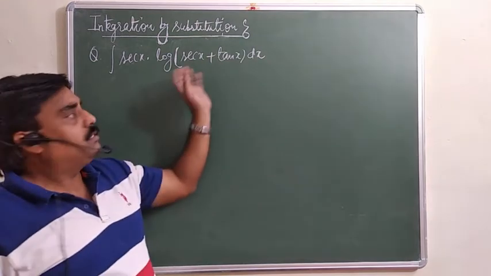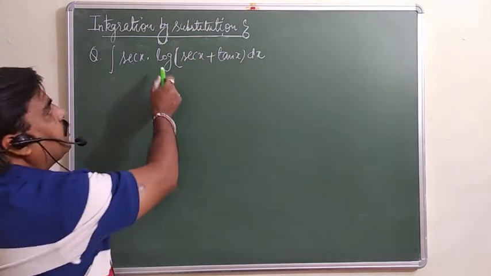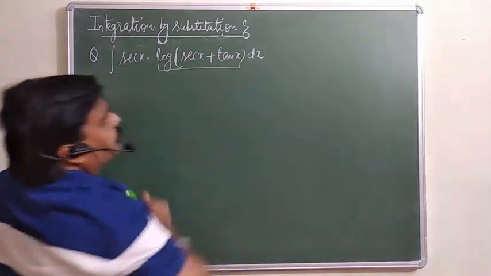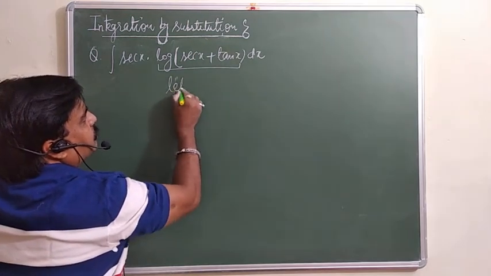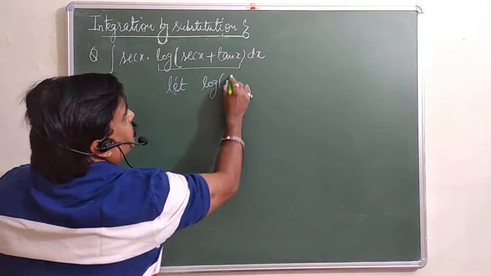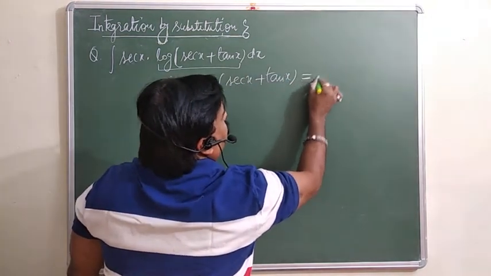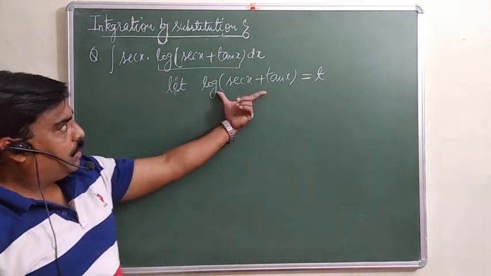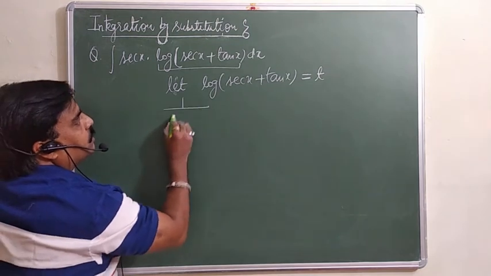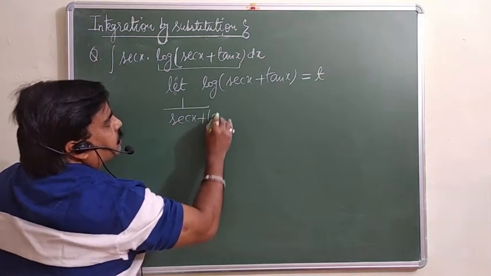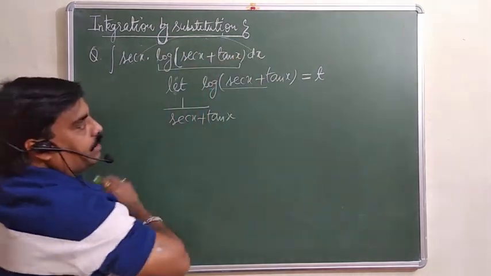Yes, now the question is the integral of sec x into log of sec x plus tan x, dx. So here what will we do? We are supposed to let this be t. Let log of sec x plus tan x be equal to t. Now differentiate with respect to x. So derivative of log x means 1 over x, so that is 1 over sec x plus tan x, and its derivative is here.